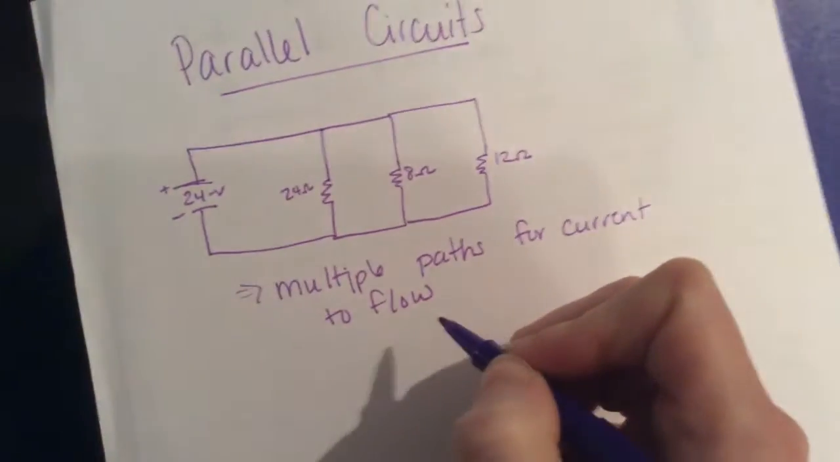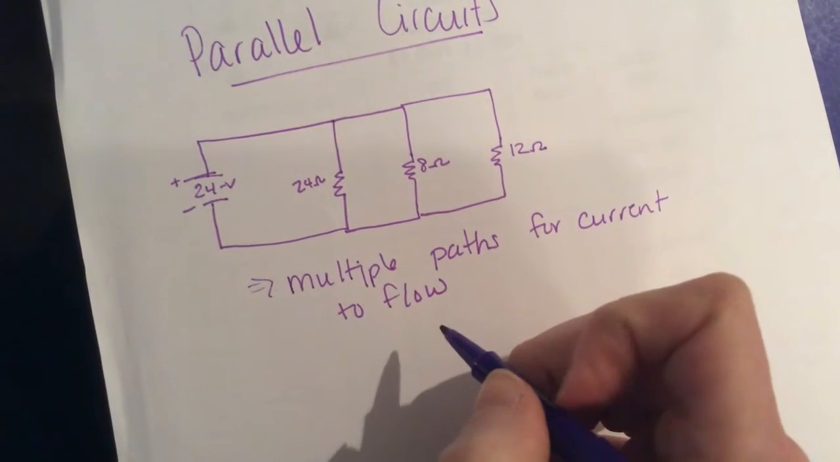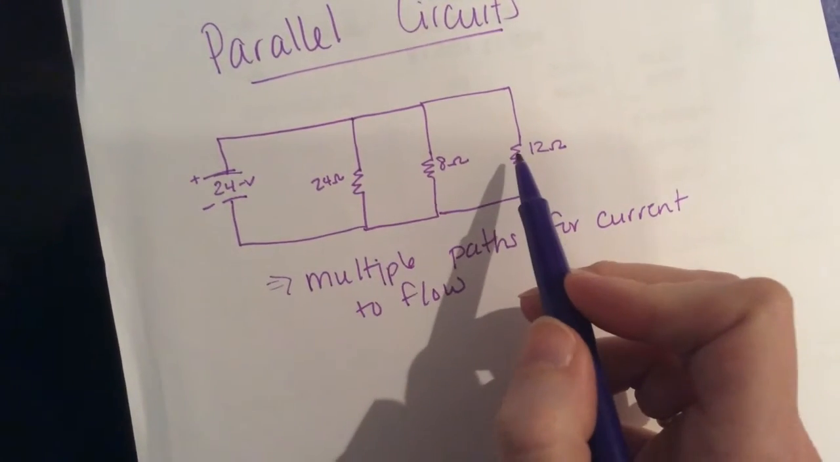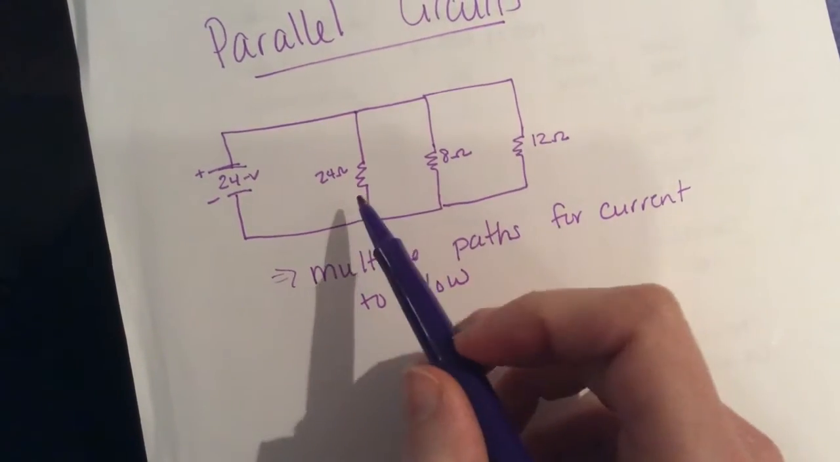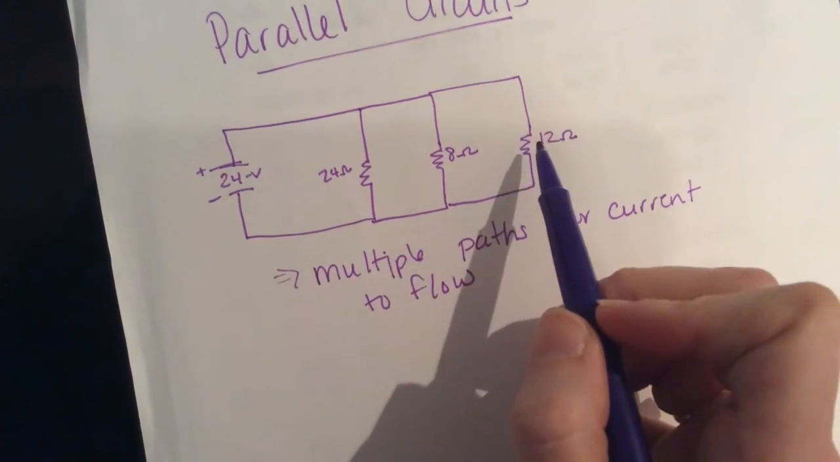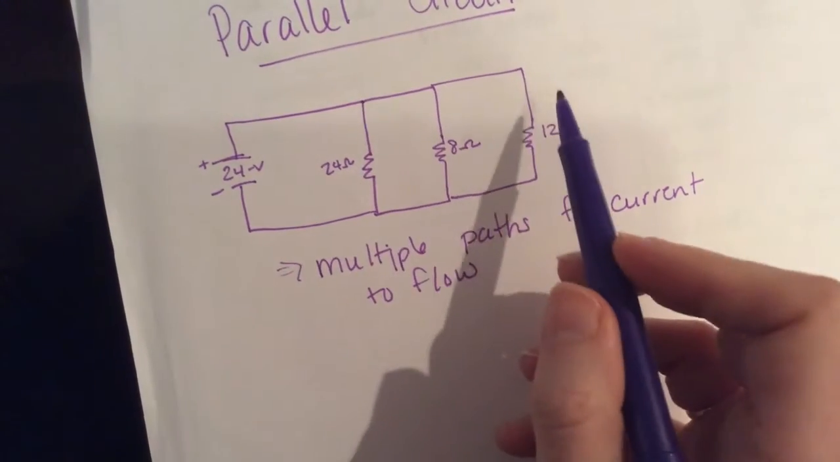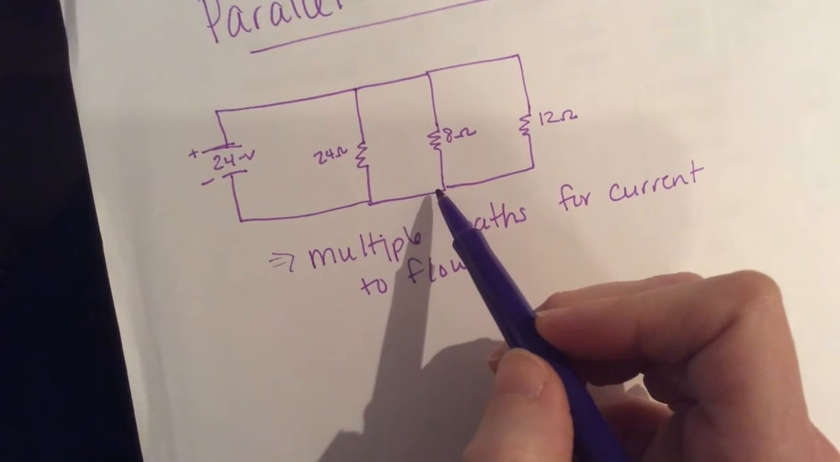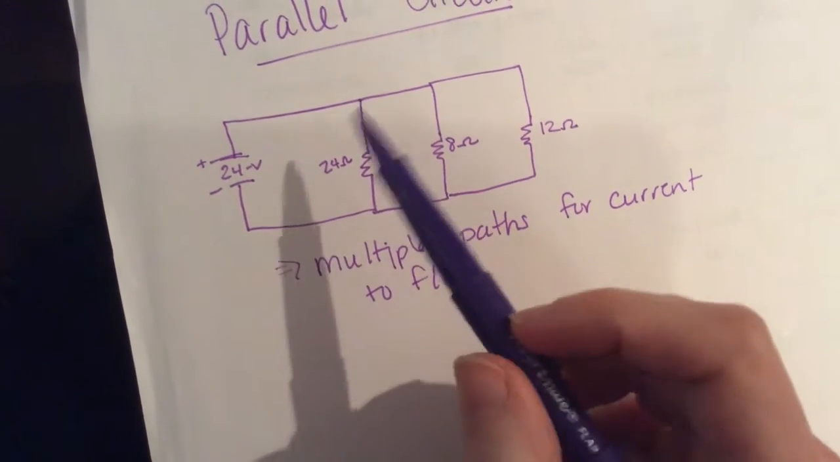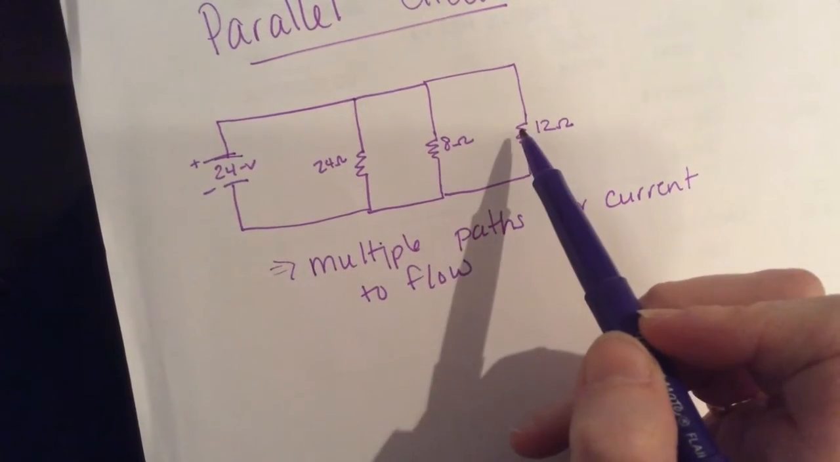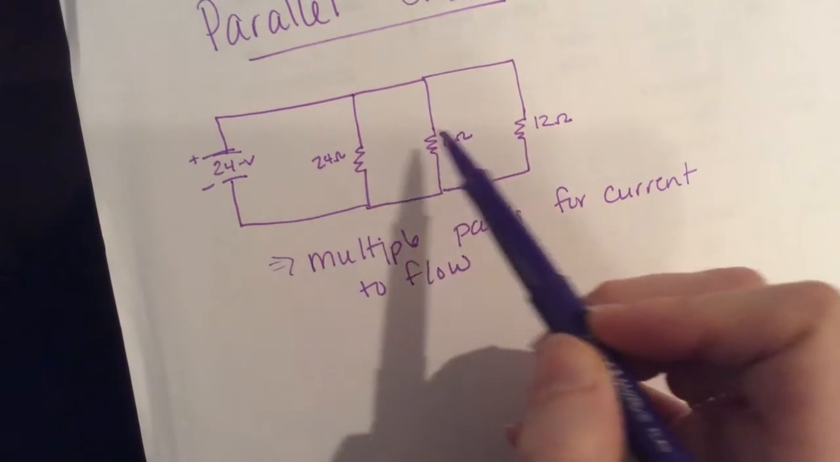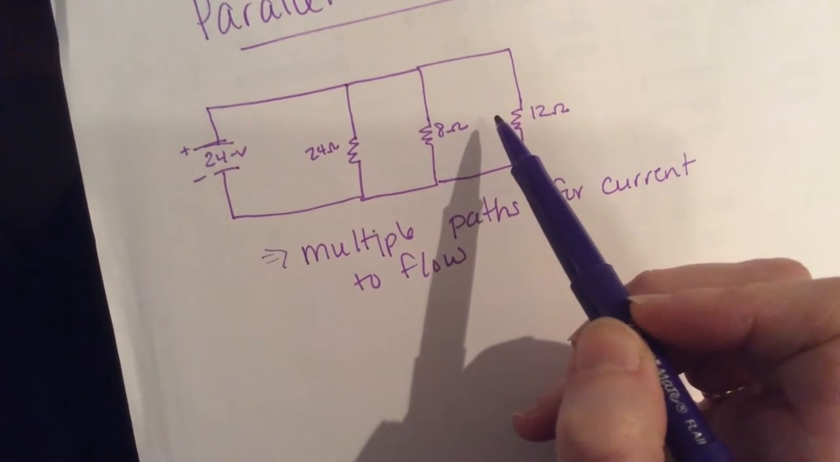Now, one of the things I want you to think about is, if it has multiple paths, does it become easier or harder for current to flow in the circuit? So think about that for a second. If there are more paths, does it become easier or harder for charges to flow?